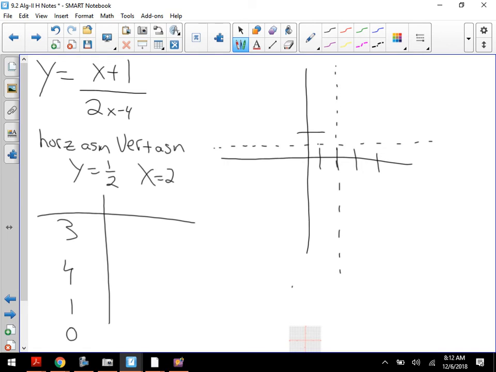If I use 3, I get 3 plus 1 over 2 times 3 minus 4. What's 3 plus 1? 4. Very good. What's 2 times 3? Subtract 4. So we get 4 over 2, otherwise known as 2. So at 3, it's 2.